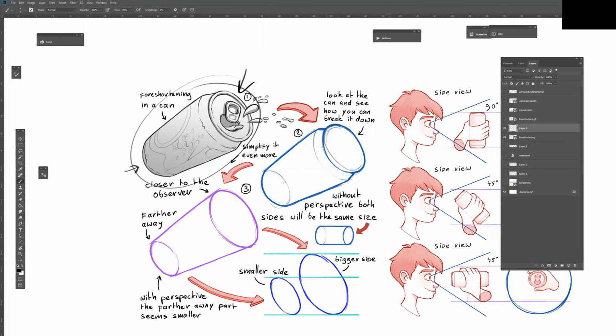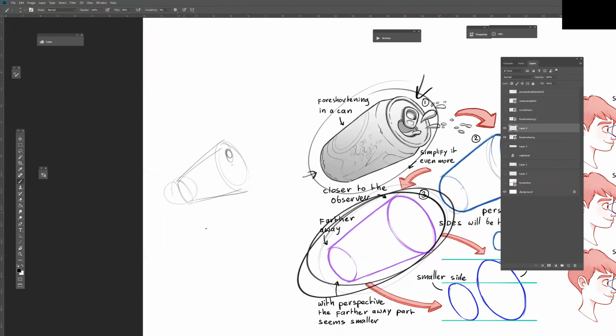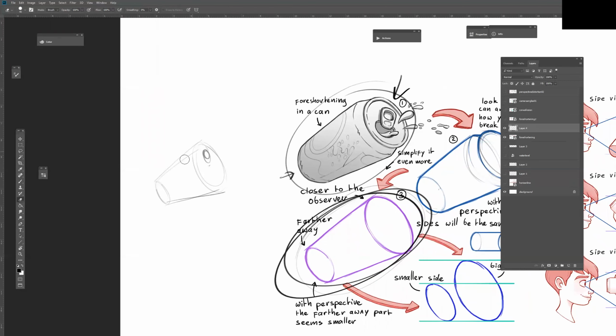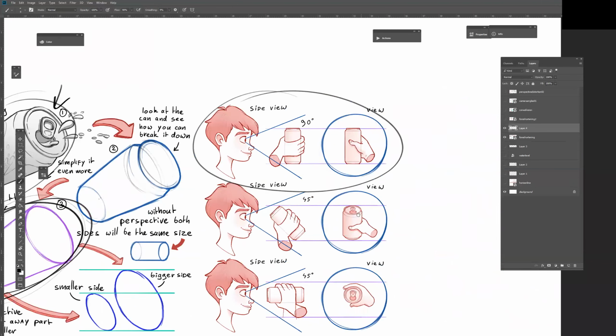I try to see that can, and I break it down into these simple shapes. Then I even break it down simpler. And this is how you can also draw it. If I would draw a can like this, I would start like this. At first I would observe the can and see which side is bigger because of the perspective. So this side is closer to us and this is farther away. And then you start with a cylinder and then you draw on top of that cylinder following this. Just really quickly, I think this shows it even more clearly.